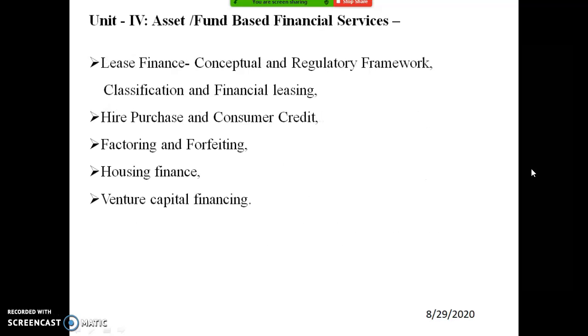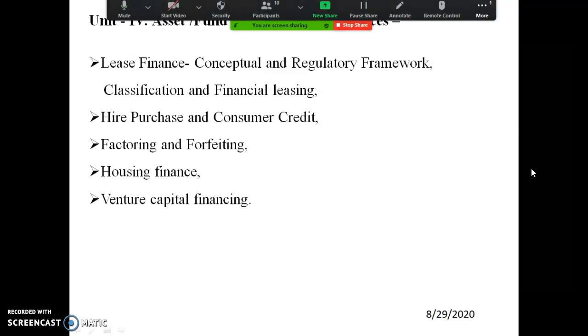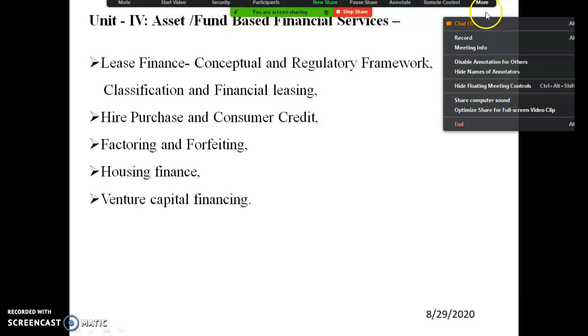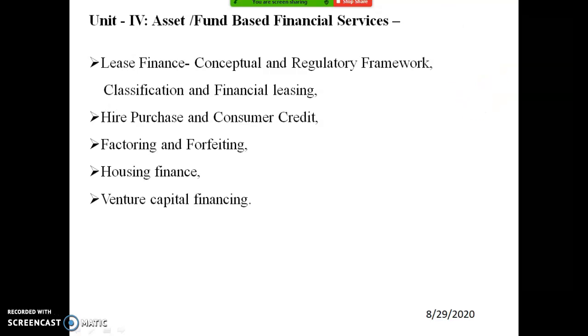Unit number 4 regarding the financial services: lease finance, hire purchase, consumer credit, factoring, portfolio, housing finance, venture capital finance.